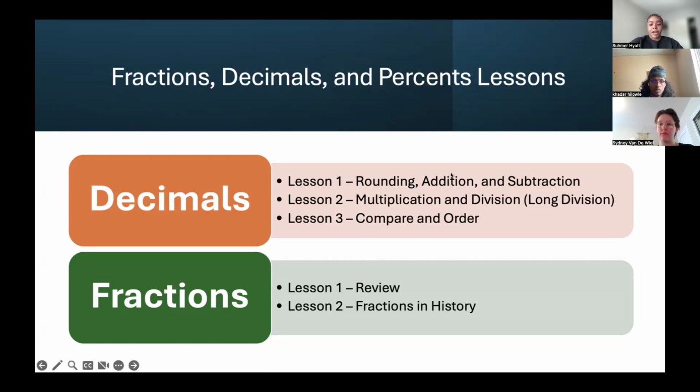And then the second fractions lesson is fractions in history. And I decided to do this because I wanted to show how math is used in real life. And it's also a cross-curricular connection. And it also shows how math can play a role in history and into the present.